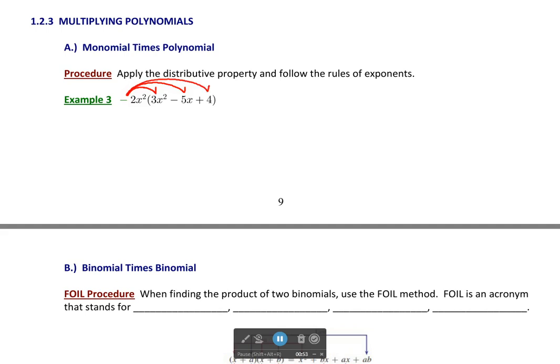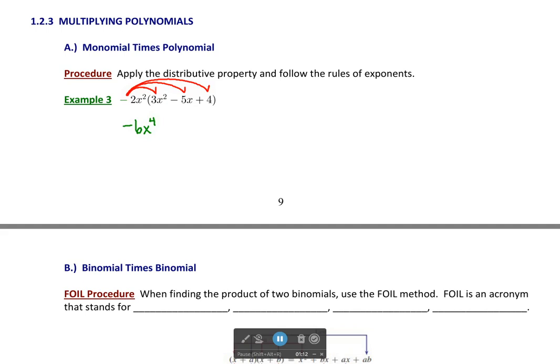So we have negative 2x squared times 3x squared. That gives us negative 6x to the 4th. Now remember, when we're multiplying like bases, we add the exponents. So when executing x squared times x squared, I'm thinking x to the 2 plus 2, or 4.